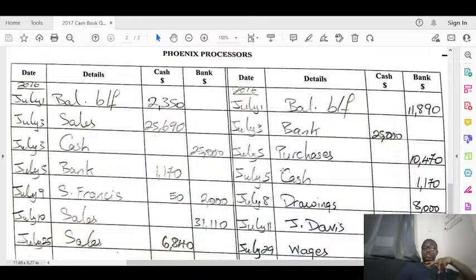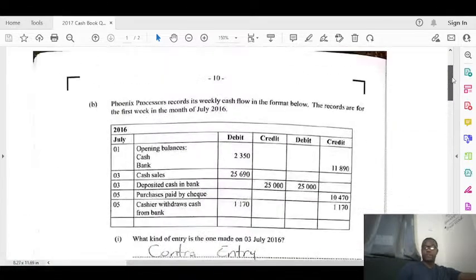But because it's a contra entry, you can't just leave it like that. Right? You now have to make the double entry, or complete the double entry, within the cash book. Alright, so you go July 5. See the date there? You write in the money in the bank column because the money is coming from the bank. And then you write in where the money is going, which is to the cash account. That's the contra entry.